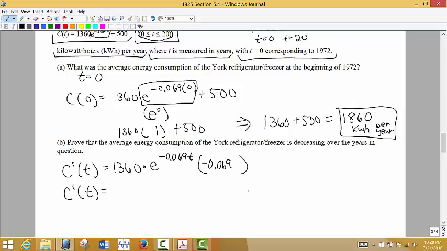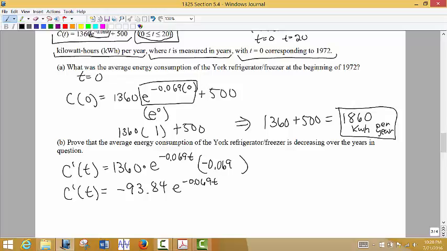Let's simplify it a little bit because we are asked to prove something. We're going to use it to prove that it's decreasing. So we multiply the constants together within this term: 1360 times negative 0.69. Just throw that in your calculator, and you get approximately 93.84. And we bring down the e to that power again.